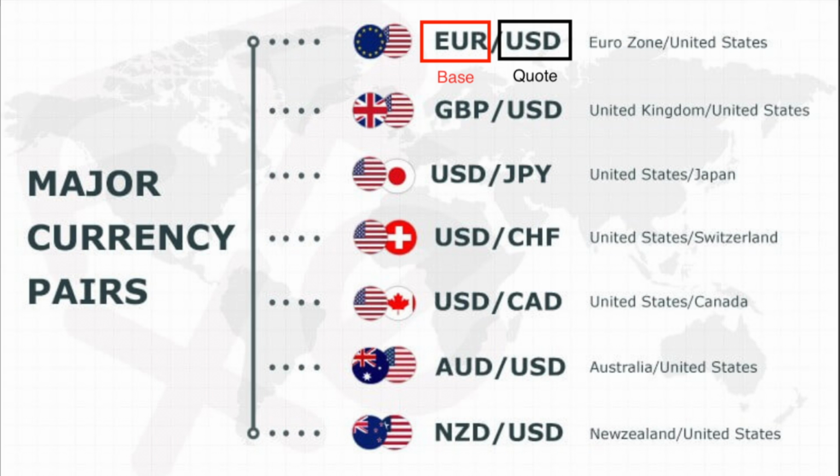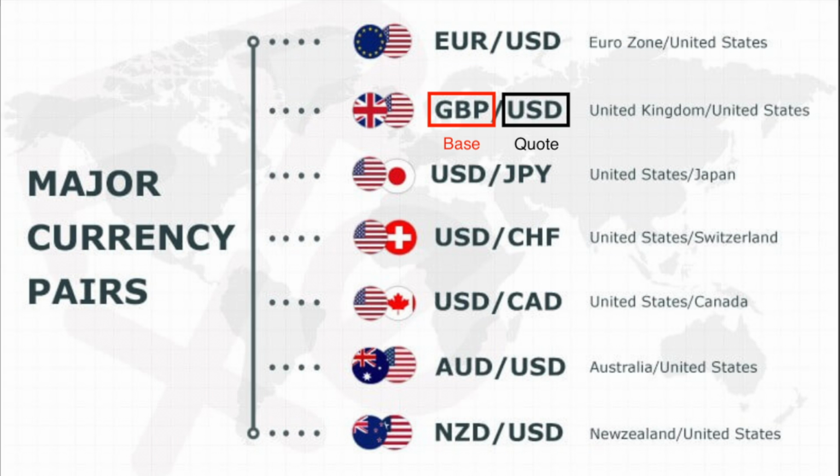In another example, let's say we're looking at GBP/USD. How many US dollars does it take to make 1 GBP? The base currencies are always compared versus the quote currencies. The first currency is the base, the second currency is the quote.